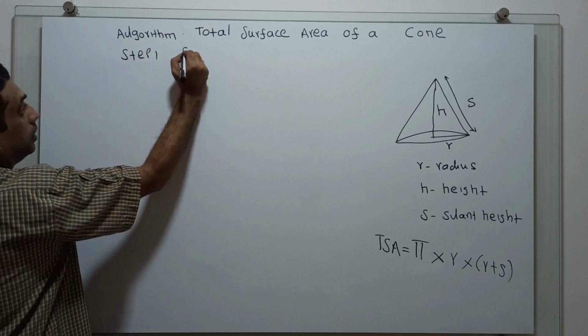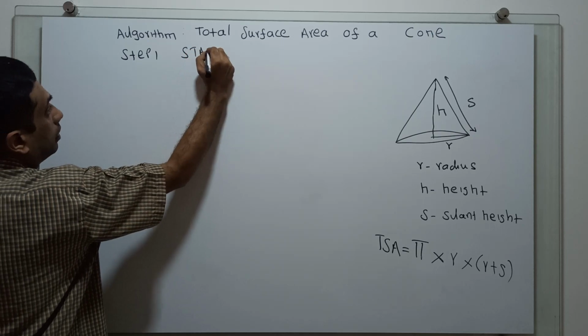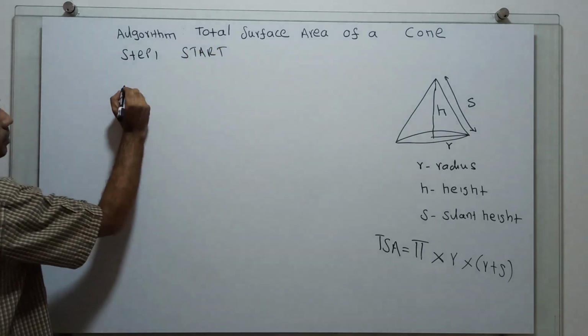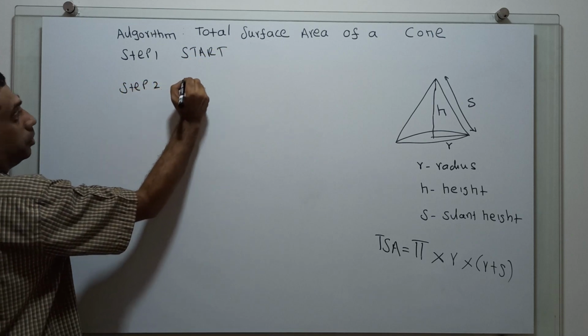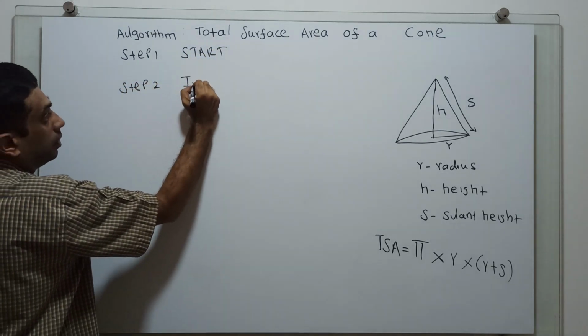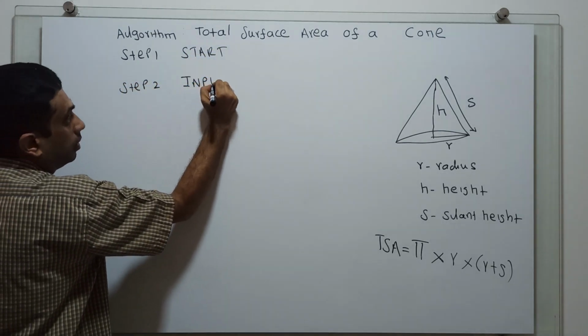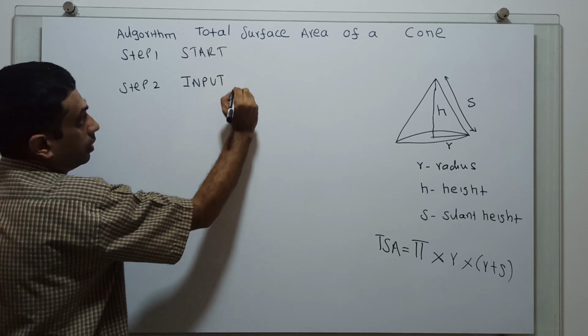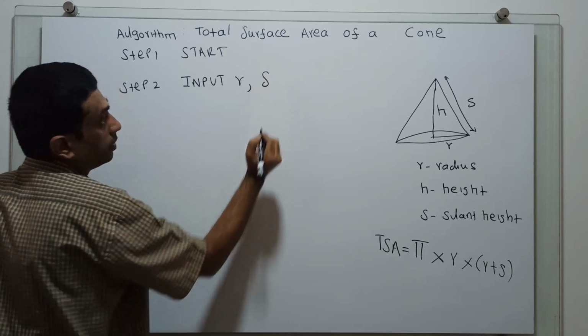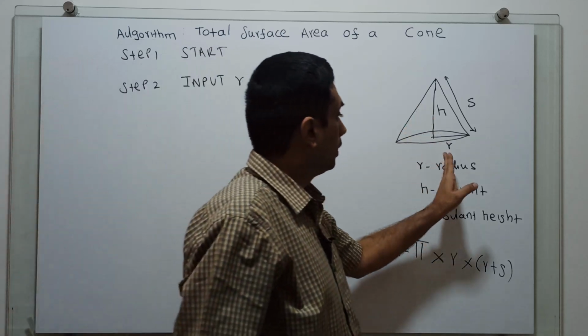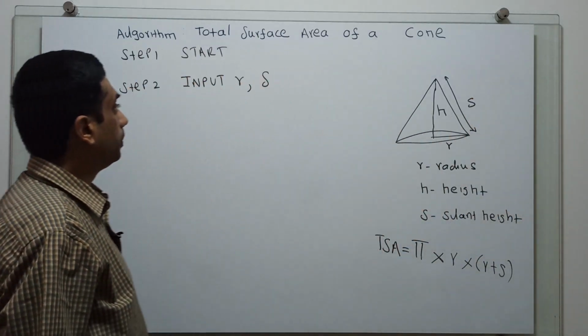Step 1 is the logical start of the algorithm. Step 2, input radius and slant height. Radius and slant height are the input.